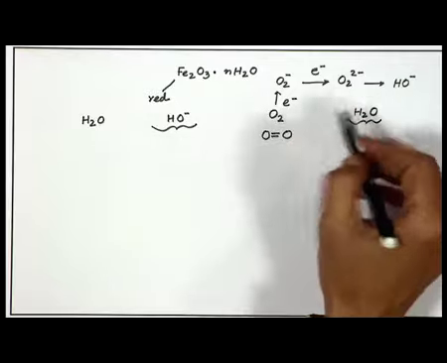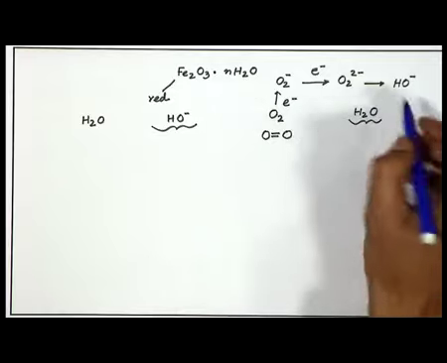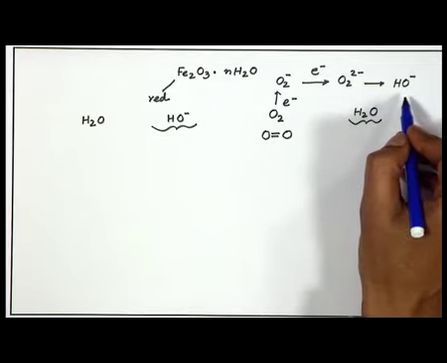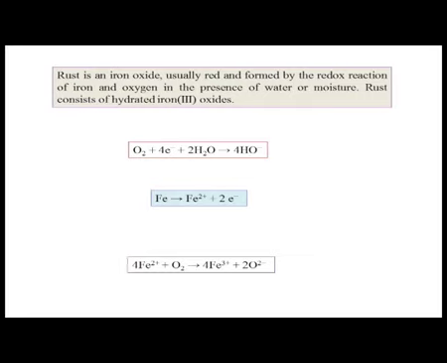So, in this way the electron can be accepted by this O2 molecule, and this O2 molecule will be responsible for the formation of your hydroxide ion. But in this particular case, in the third reaction where 4 Fe2+ and O2 are forming 4 Fe3+ and 2 O2-, this oxygen is utilized for the oxidation of the ferrous ion to the ferric ion, and this O2 is now converted to the oxide ion.